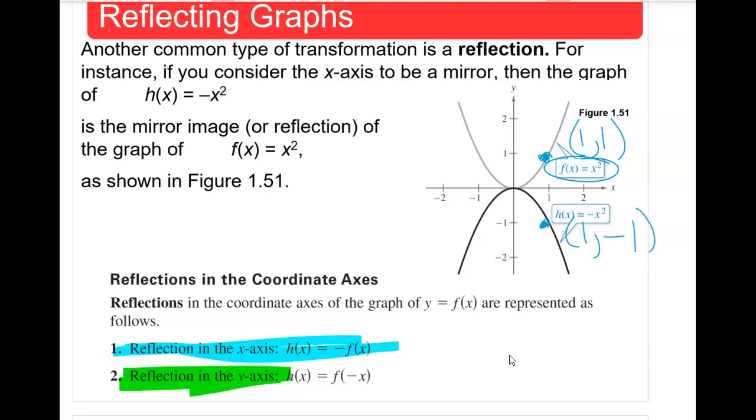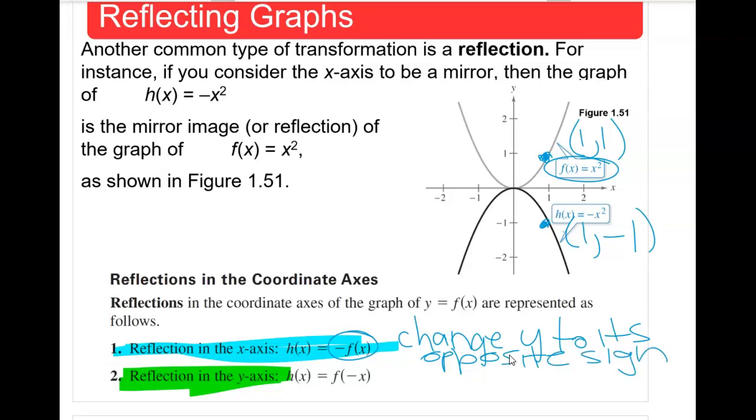So you could see how the y is the one that changes to its negative sign, or its opposite. So in this case it will be the y. So change y to its opposite sign, meaning that if y was positive here, then it will be negative across the x-axis. And there we have it.